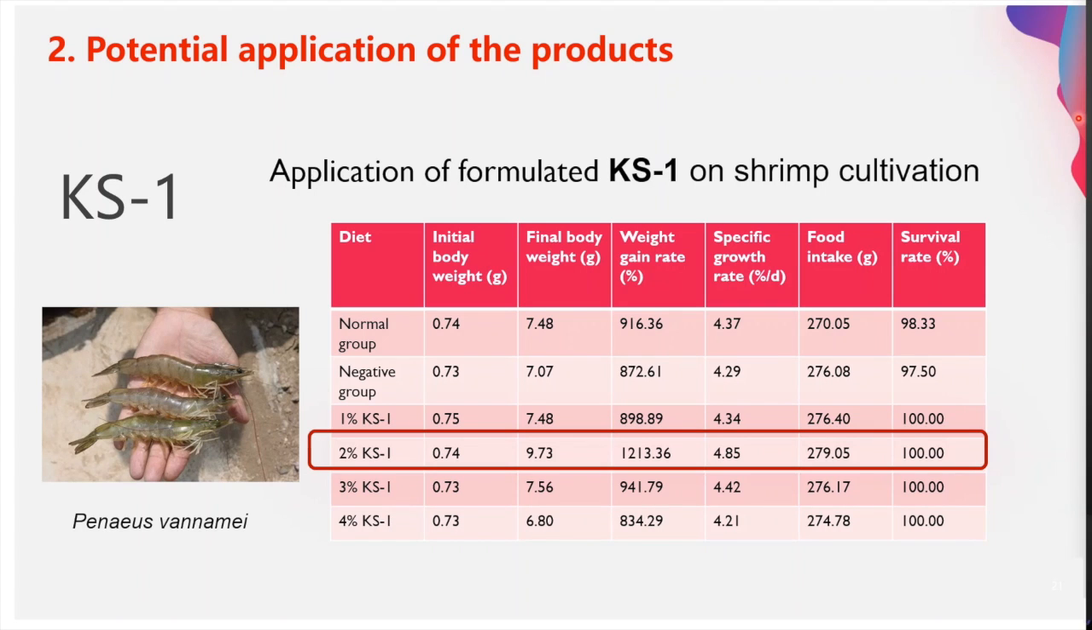After that, we check the potential application of the products. First, we try to apply the formulated KS1 in shrimp cultivation. Finally, we find that the addition of 2% KS1 into the shrimp feed can greatly help to increase the body weight, weight gain rate, specific growth rate, and the survival rate. So it is a very good feed for the shrimp.